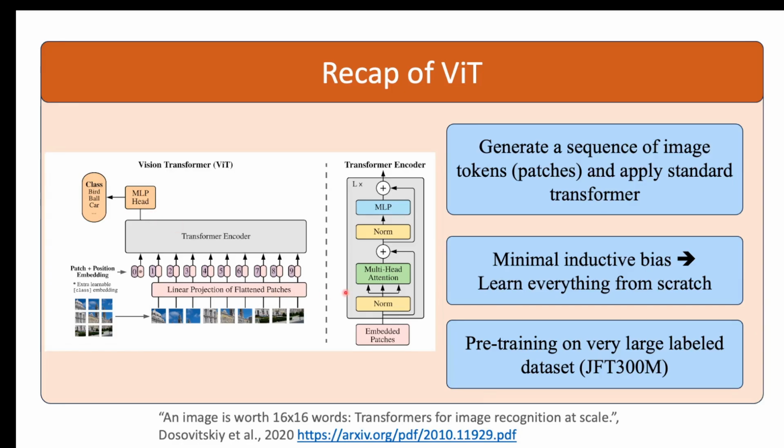ViT was designed to introduce minimal inductive bias and learn everything from scratch. While this is powerful, the drawback is that it needs lots of training data. So the original ViT, which we refer to as vanilla ViT, needs to be trained on a massive image dataset such as JFT-300M.